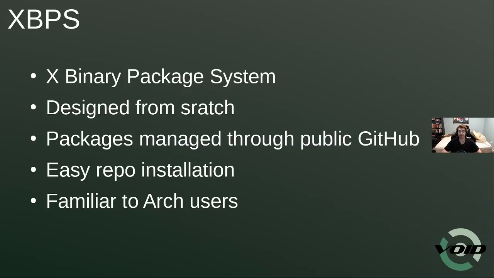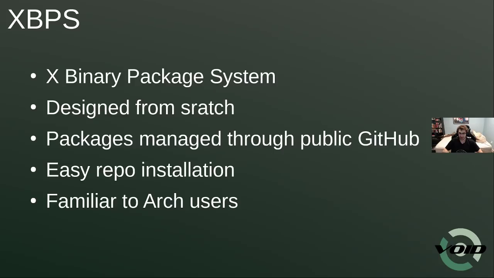So let's get into XBPS. This is the Pacman package manager of Void, and it is very, very good. Like I said at the beginning, this stands for the X binary package system, and it was designed from scratch. This isn't a fork of anything. All of the packages are managed through GitHub, and you can look at the status of the build server. So the GitHub has about, I think, nearing 100,000 commits. They are very close, and it's actively updated.